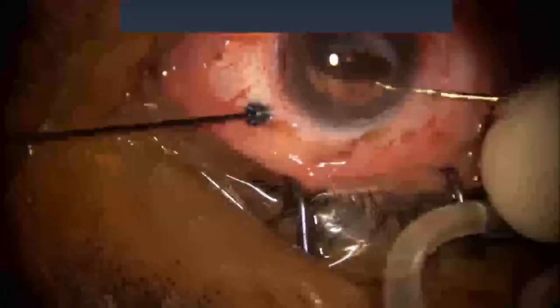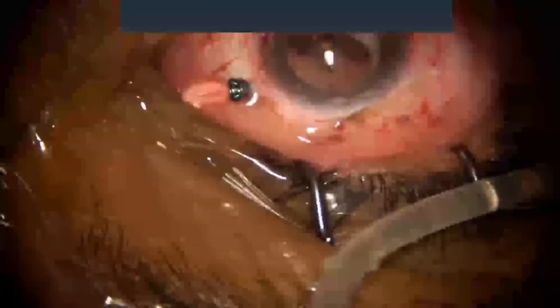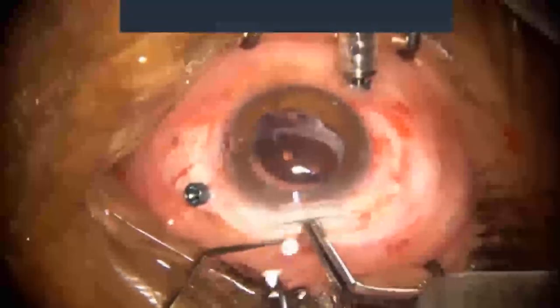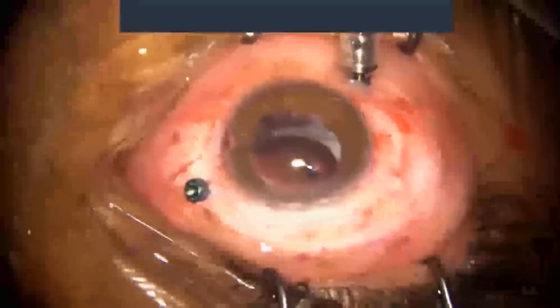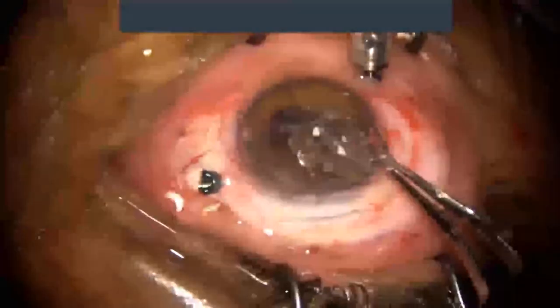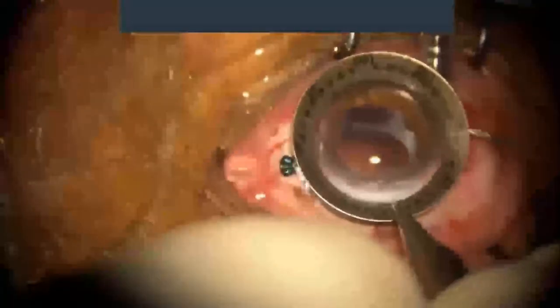A dialer was used to dial the lens into the AC. The previously made tunnel was opened up and the lens was explanted. There it is. It is an implantable collamer lens or ICL and not a regular intraocular lens. The PFCL was aspirated. So let's move on to the second part of the surgery.